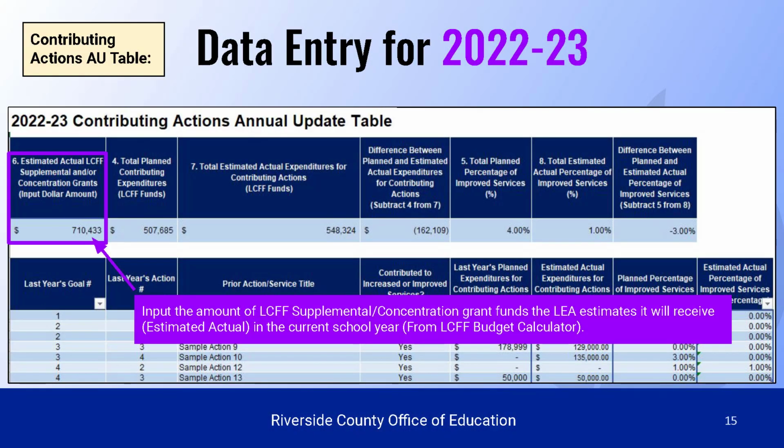The next table in the sequence is the Contributing Actions Annual Update Table for 22-23. Now, there is one piece of data entry you need to do on this table up at the very top, and it's labeled box 6. You need to input the amount of LCFF Supplemental Concentration Grant funds the LEA estimates it will receive in the current school year. You would again get this amount from your LCFF budget calculator.